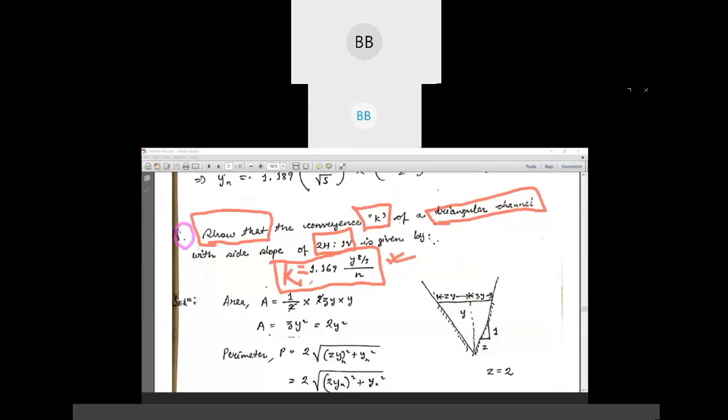K is equal to 1.169 y to the power 8 by 3 divided by n. So first you write down the question.